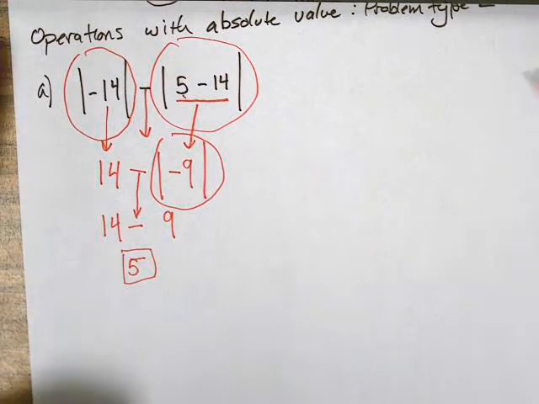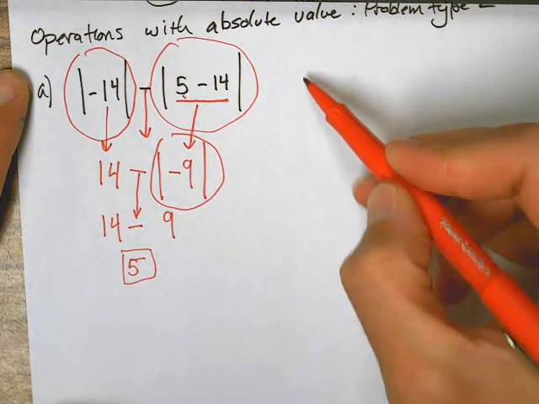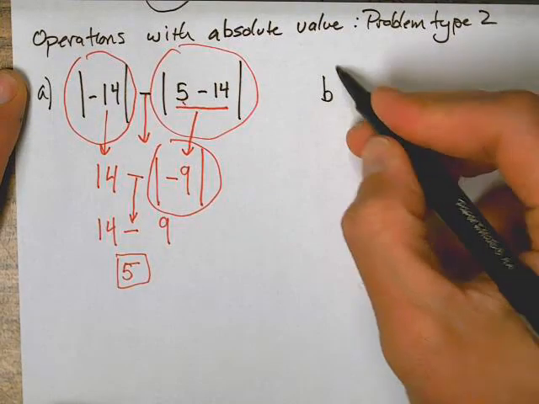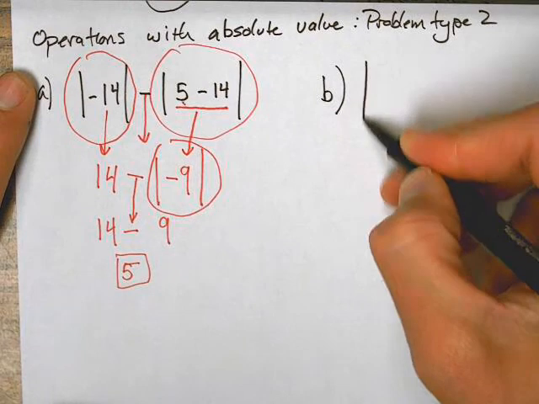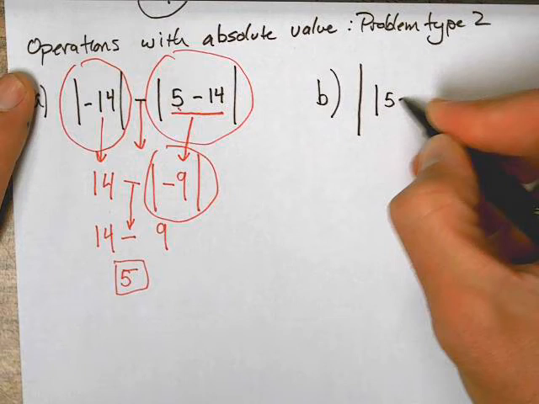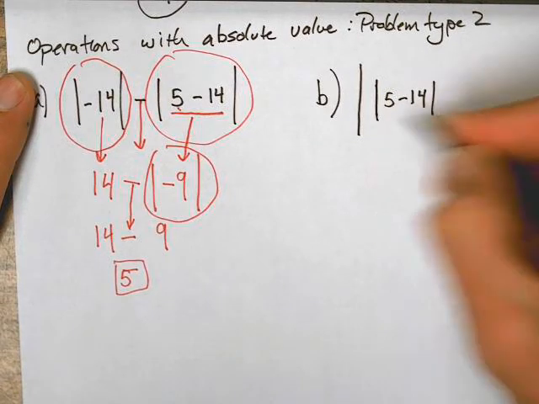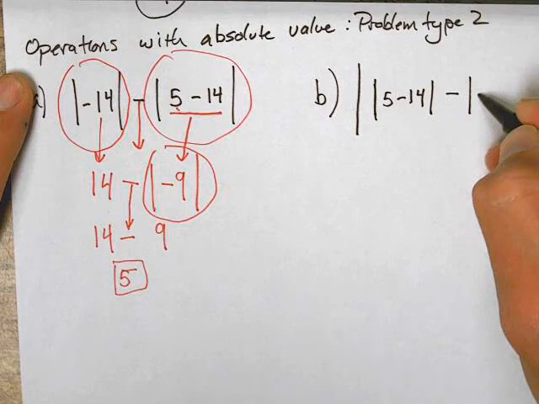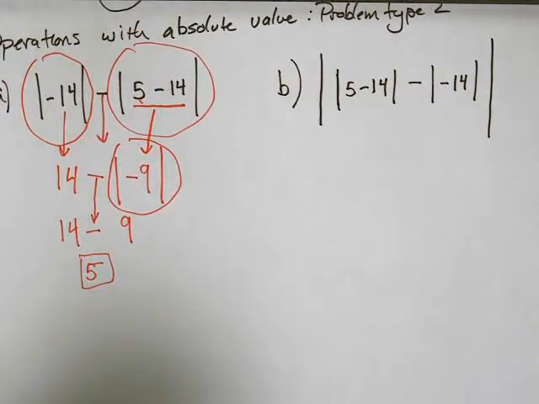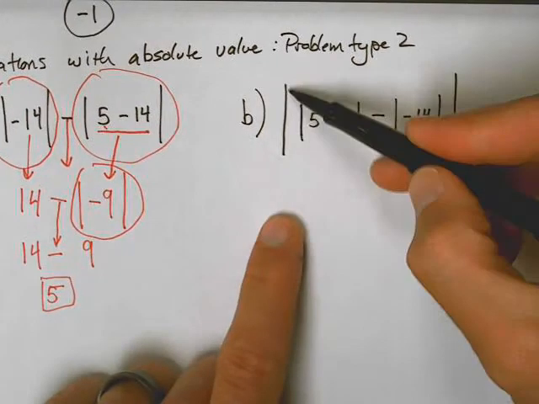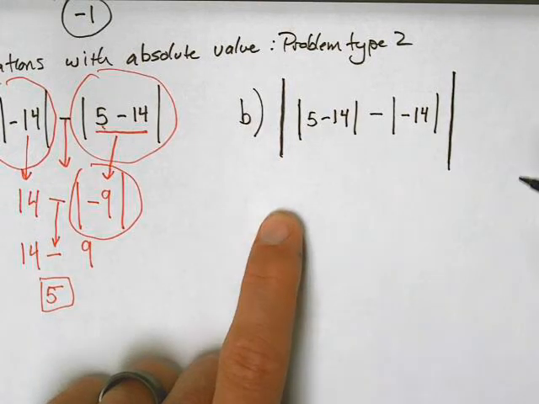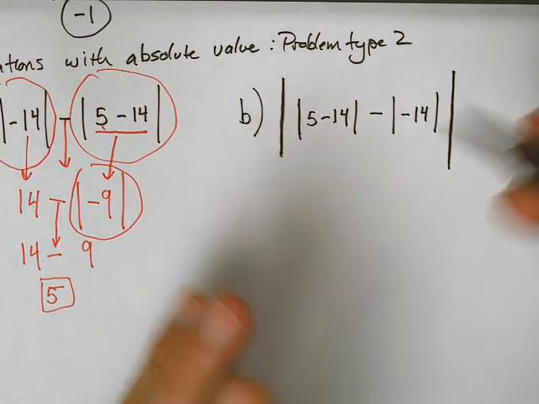All right. Let's say, similarly but different, let's do this one. Let's say I gave you the absolute value of 5 minus 14 in the absolute value, minus the absolute value of negative 14 in the absolute value. All of that's in the absolute value. So this is kind of bizarre. Don't freak out. These big bars are absolute values around all of the stuff inside here. Okay? You have to work your way inside out.